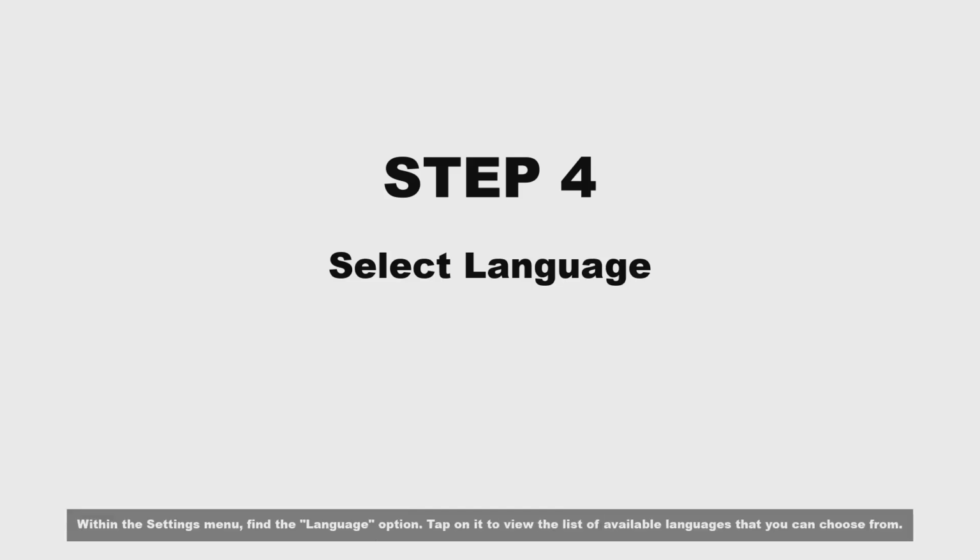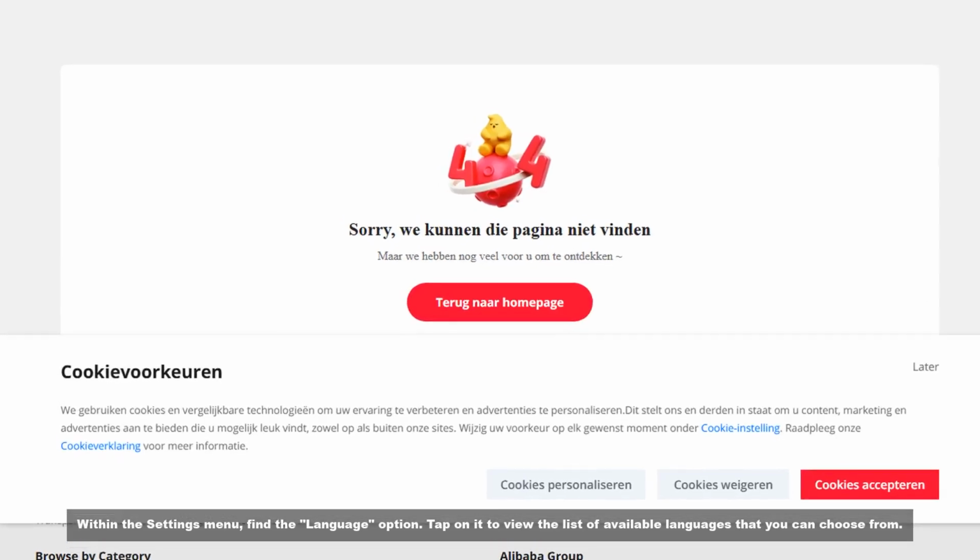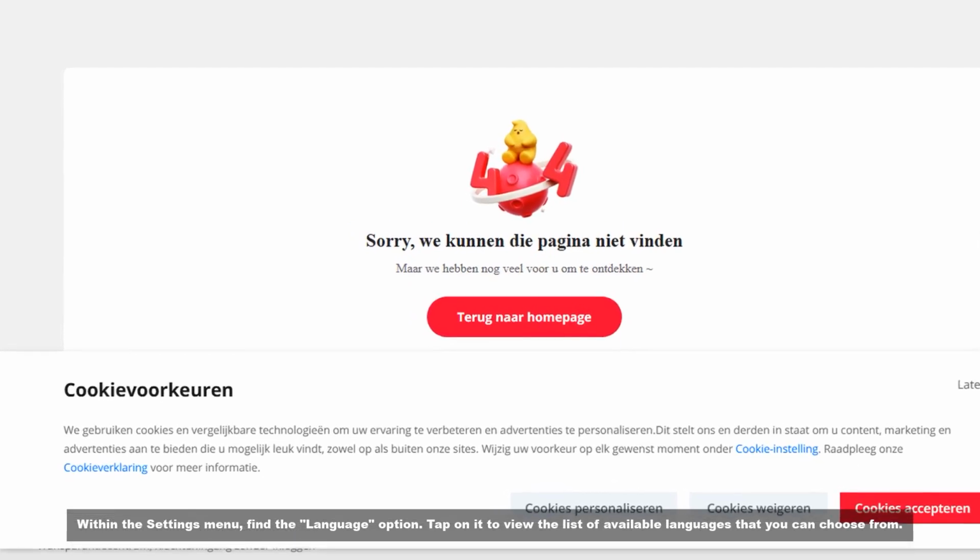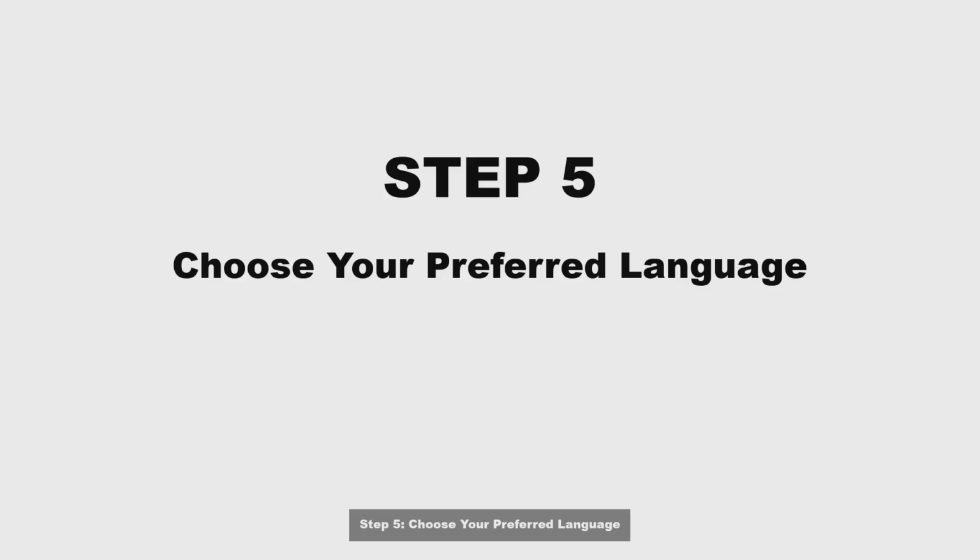Step 4. Select Language. Within the Settings menu, find the Language option. Tap on it to view the list of available languages that you can choose from.